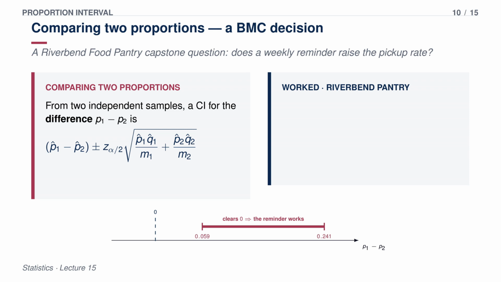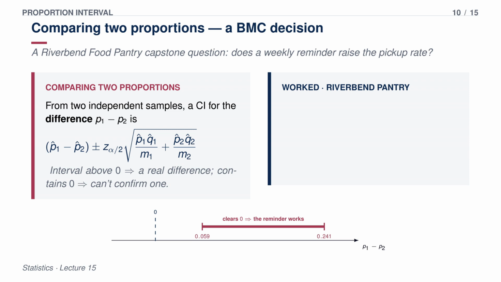Both groups wobble, added under one root. And the decision rule is the punchline. If the whole interval sits above 0, the 2 groups genuinely differ. If the interval straddles 0, the data can't confirm any real difference. The gap you saw could just be noise.